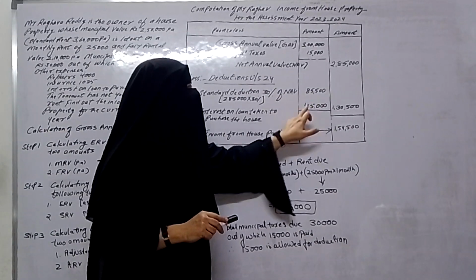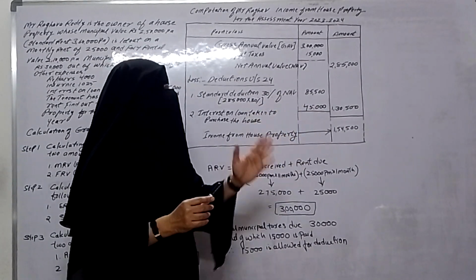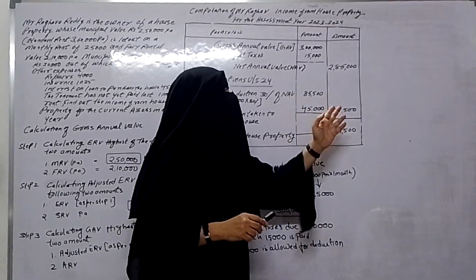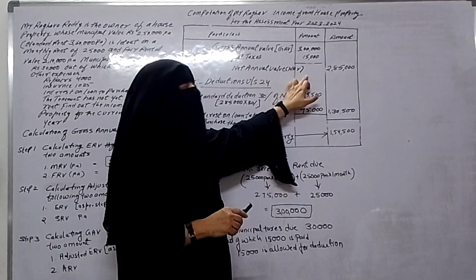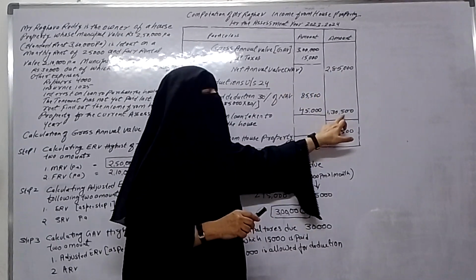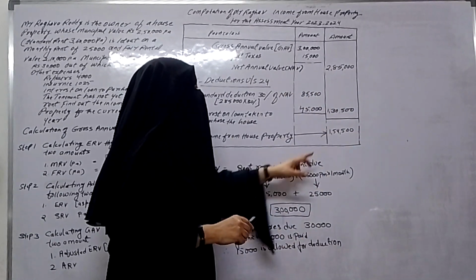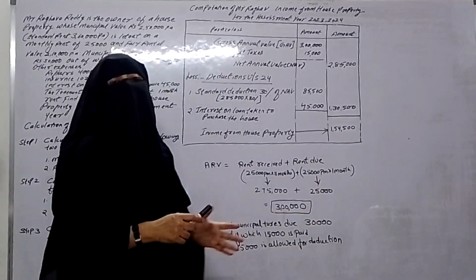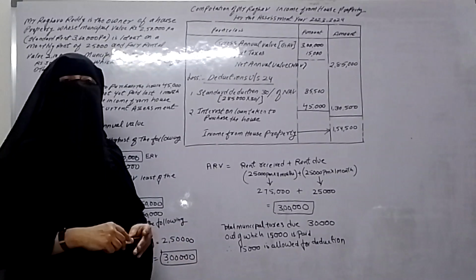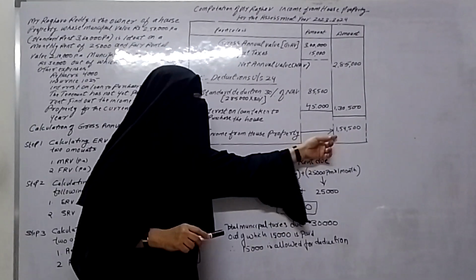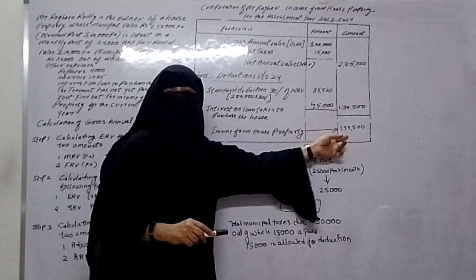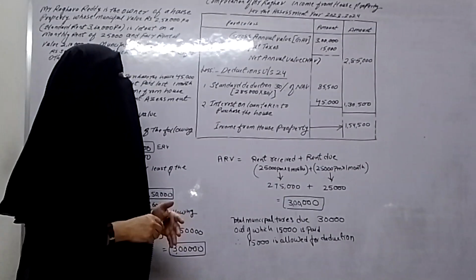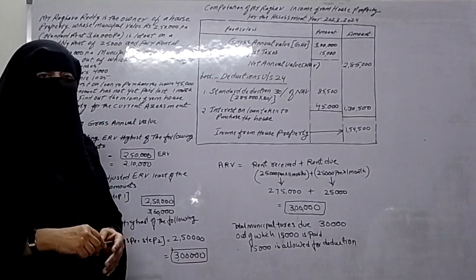So 85,500 plus 45,000, total deduction amount is 1,30,500. So this should be deducted from NAV. 2,85,000 minus 1,30,500, the remaining value is 1,54,500. This represents income from house property let out. So the income is 1,54,500, income from house property let out. So with this we complete the problem.